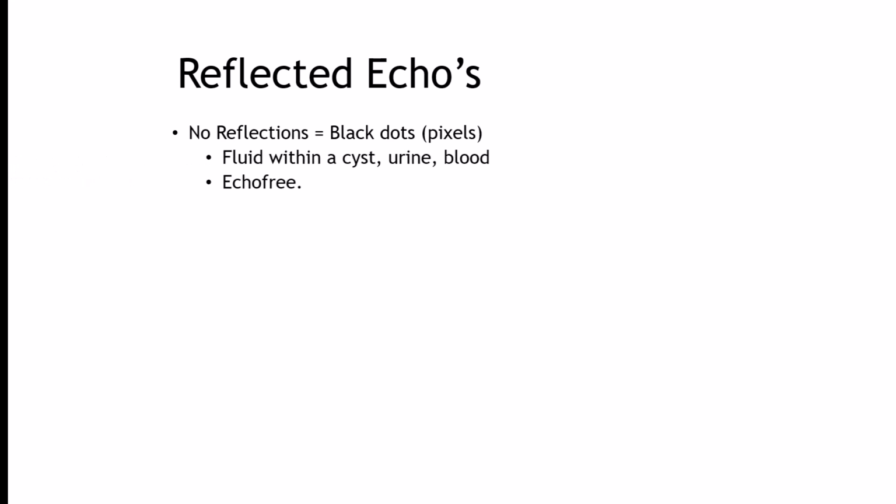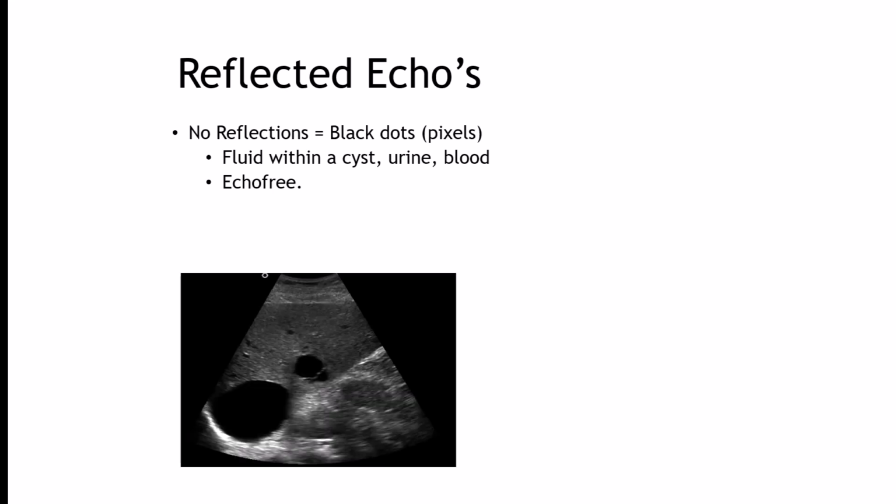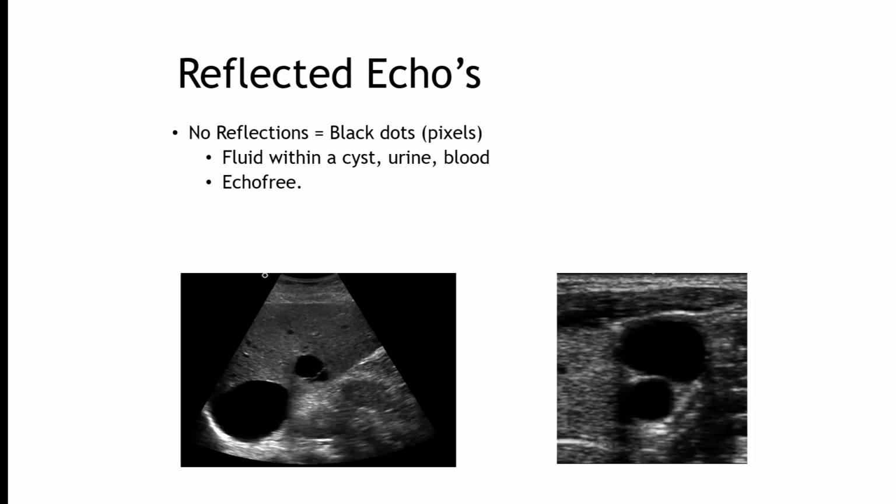If we don't get any reflected echoes at all, they're totally absorbed, this is going to give us black dots or pixels. And this is found in fluid within a cyst, urine, and blood. It's called echo-free. And here we see images that have totally areas of echo-free or black that define the different areas of fluid within the body.